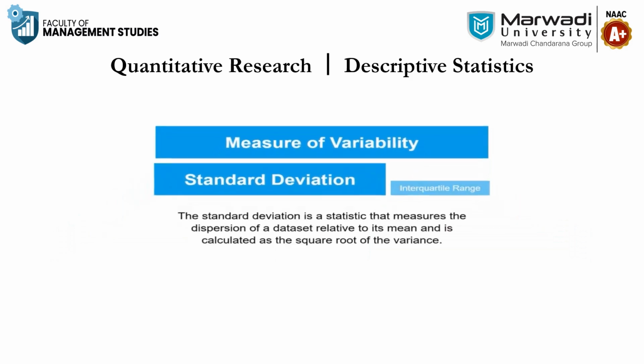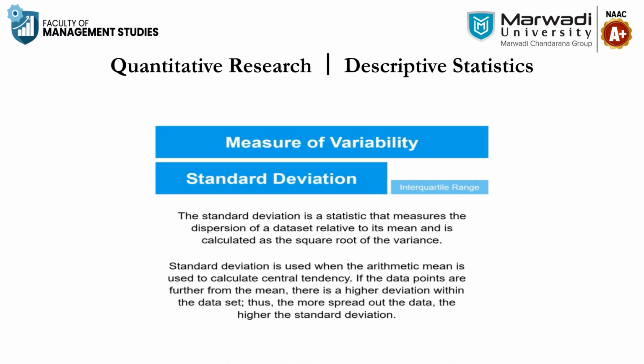The first measure of variability is the standard deviation. The standard deviation is a statistic that measures the dispersion of a dataset relative to its mean and is calculated as the square root of the variance. Standard deviation is used when the arithmetic mean is used to calculate central tendency. If the data points are further from the mean, there is a higher deviation within the dataset. Thus, the more spread out the data, the higher the standard deviation.